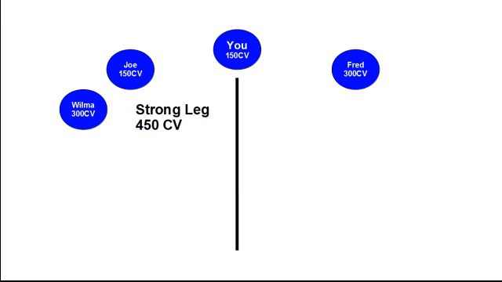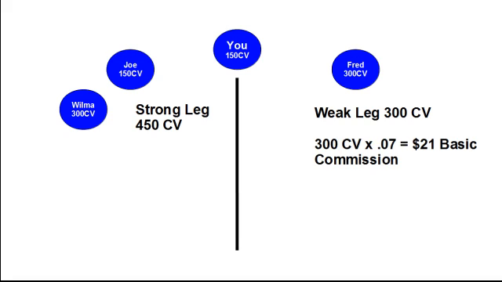The month ends and Synergy pays you your basic commission on your weak leg, which in this case is your right side, since it has 300 CV. 7% of 300 CV is $21 in basic commission, which your sponsor will mega match. And the difference between 450 CV on your left side and 300 CV on your right side is 150 CV, which Synergy holds as bank volume for potential basic commissions in the future.